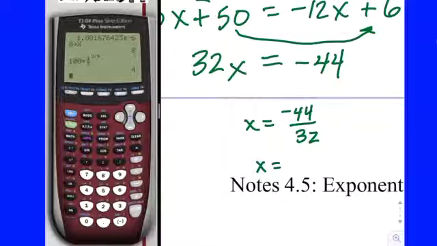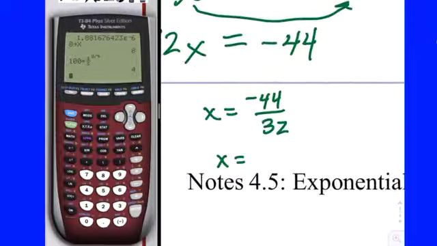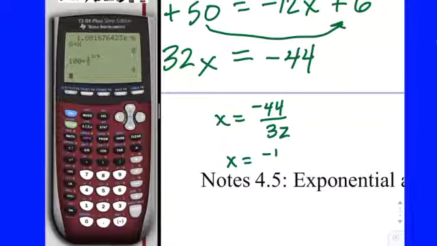Simplify. What's the greatest common factor now of 44 and 32? 4 would work, right? Remember, if you don't know what the greatest common factor is, just keep dividing out until you have no more. So if you can't find the biggest one right away. But yeah, they're both multiples of 4. So that's going to be negative 11 over 8. And 8 and 11 are what? Co-prime. So it's simplified.